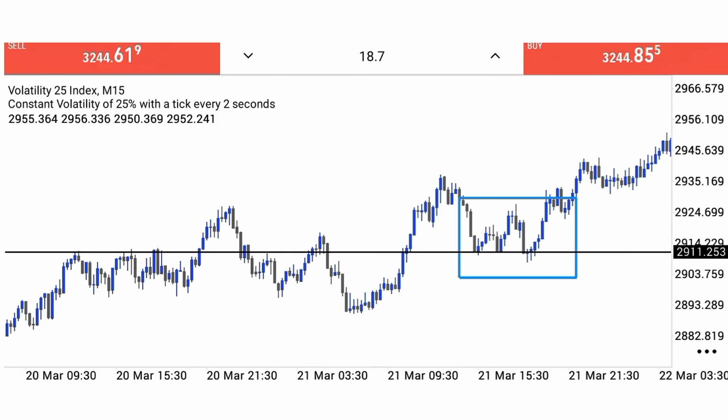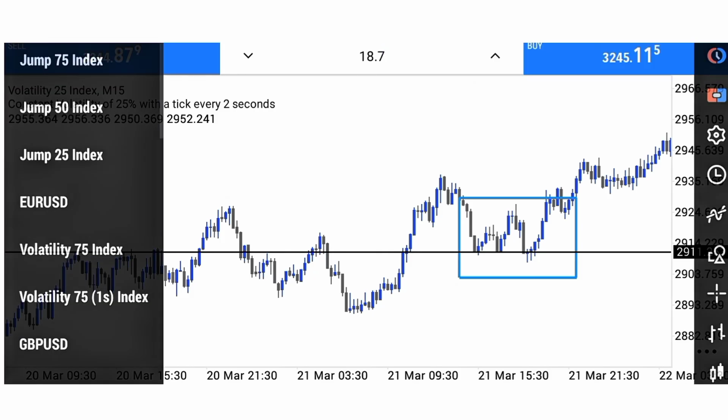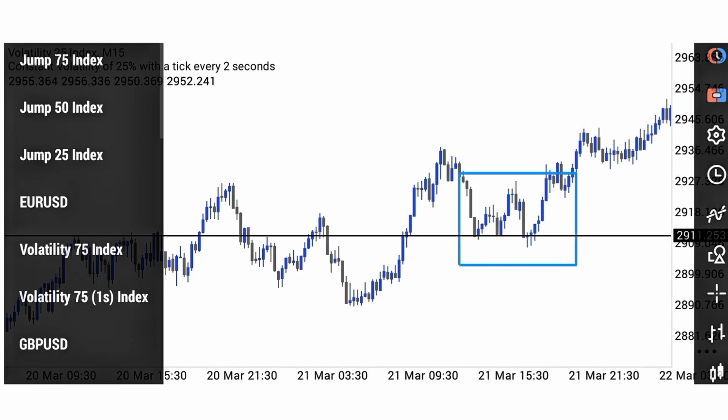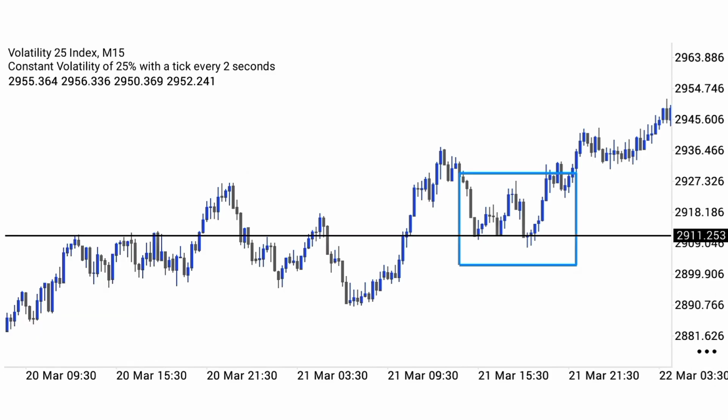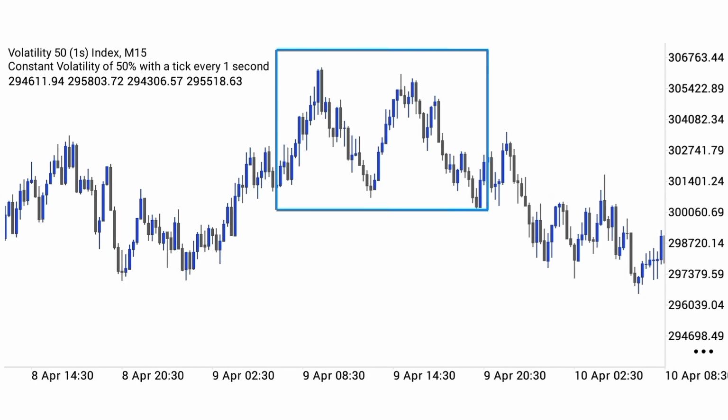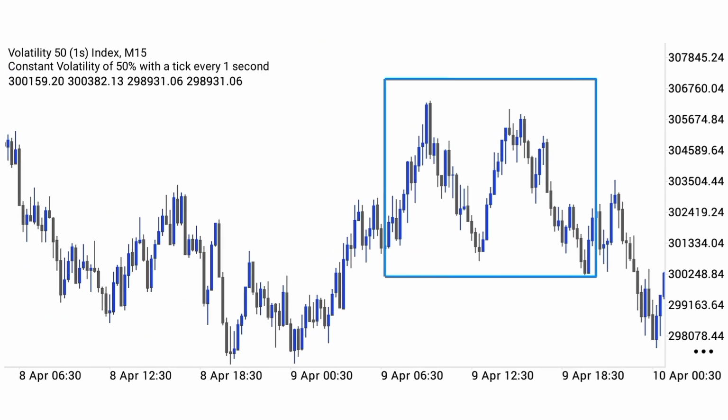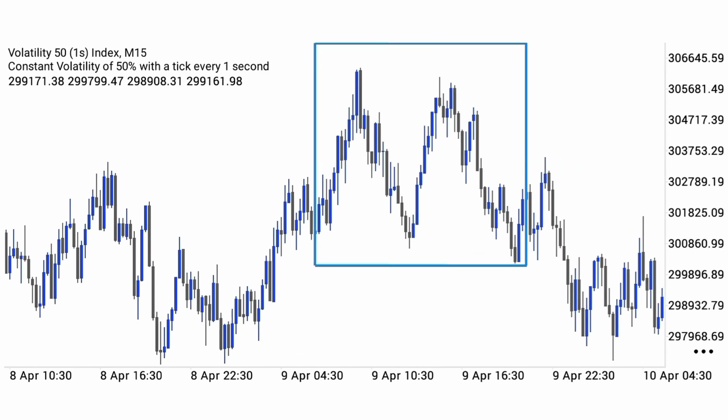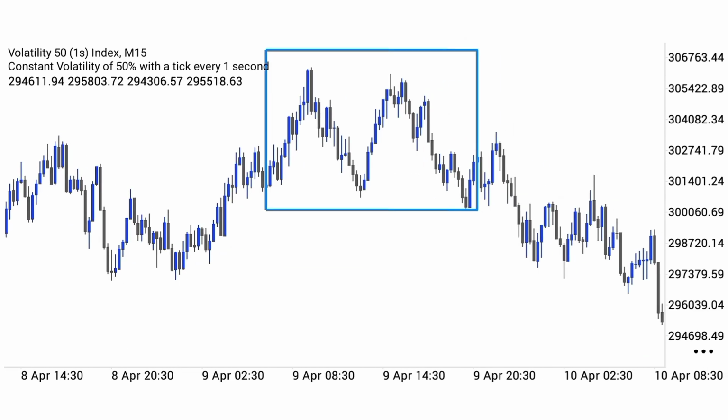So now let me show you another example of this strategy on the chart. This time around, I want to go to another index, so I can show you from another index. All right, so here we are at Volatility 51s, and this is a very big one. This is a big fish.